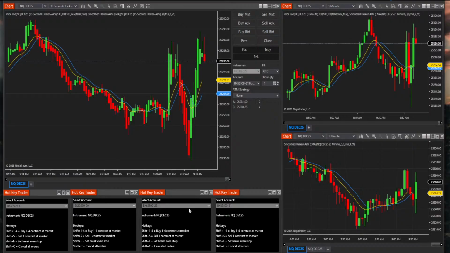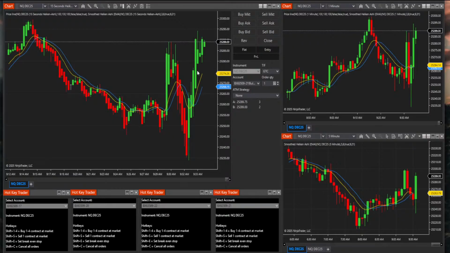And then the hotkey trader. Hotkey trader is pretty good. Right now, the instrument is just hard coded for the NQ Dec 25. That's all it's coded for. Like right now we're moving up, and this right here, the smooth Heiken-Ashi lines are kind of spreading apart, so you don't want to be looking for shorts. Okay, that's the main thing. Don't be looking for no shorts.